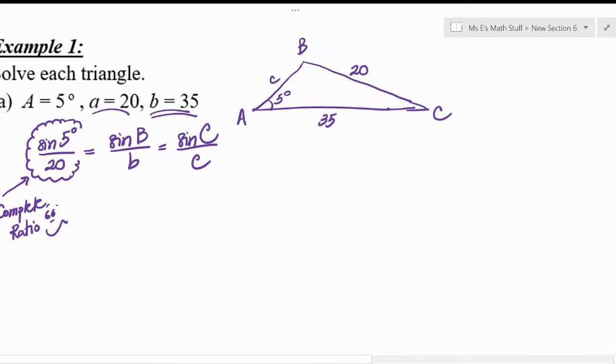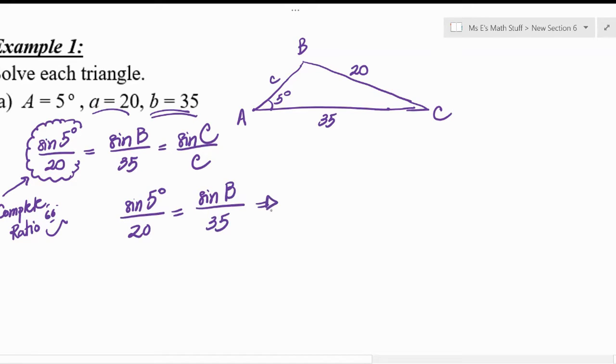We like those, okay? And then sine of B, we don't know angle B, but we do know side length B is 35. And so here you have a partially complete ratio, and then my C ratio is completely incomplete. Anyway, the point is this: take your complete ratio and set it equal to whatever partially complete ratio you have, and then use that to solve, okay?